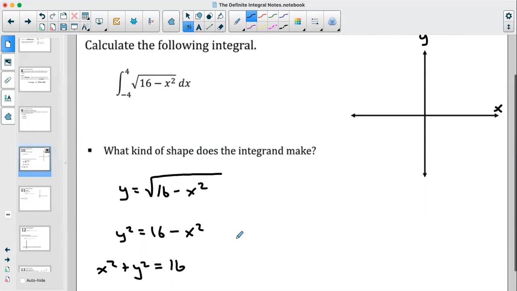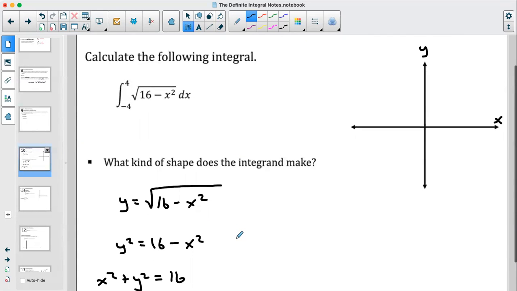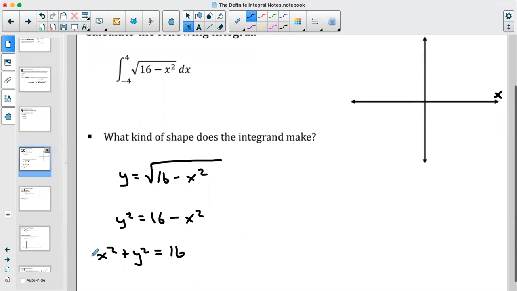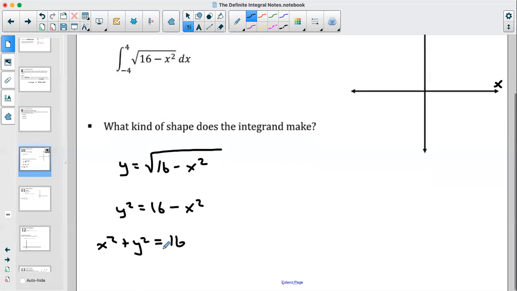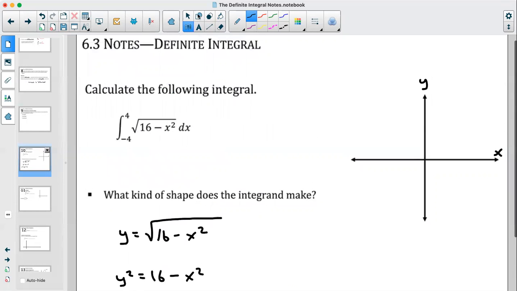If you remember from our conic sections unit at the end of pre-cal, this is the equation of a circle centered at the origin with a radius of 4. It's like (x minus h) squared plus (y minus k) squared equals r squared. In this case, h and k, the coordinates of the center, are 0 and 0, thus centered at the origin. And r squared is 16, so r is 4. So this integrand is a circle centered at the origin with radius 4.